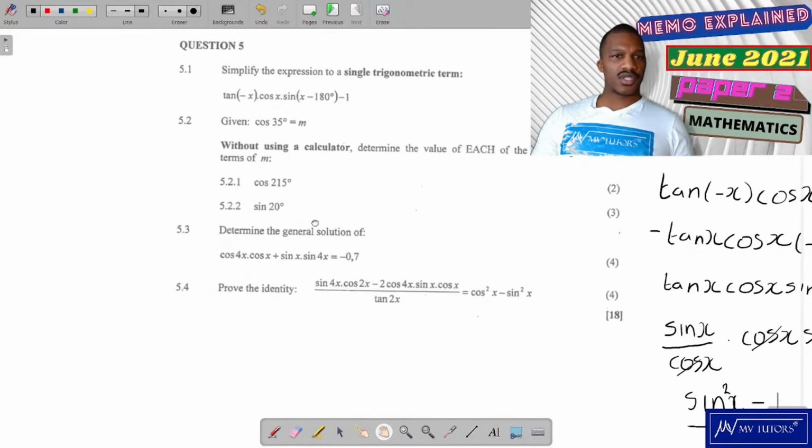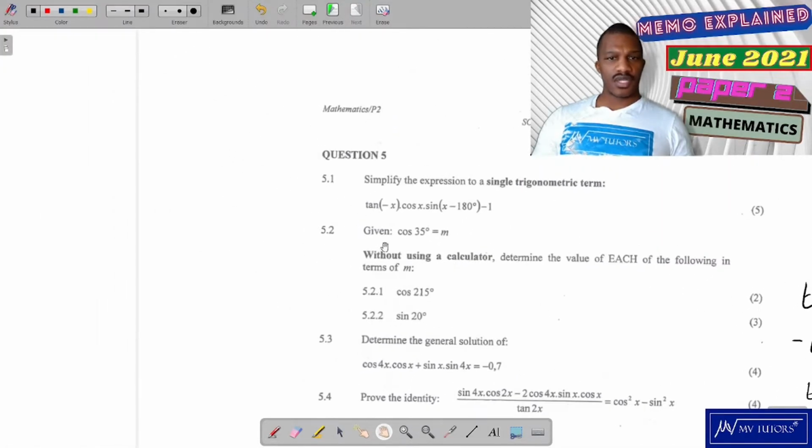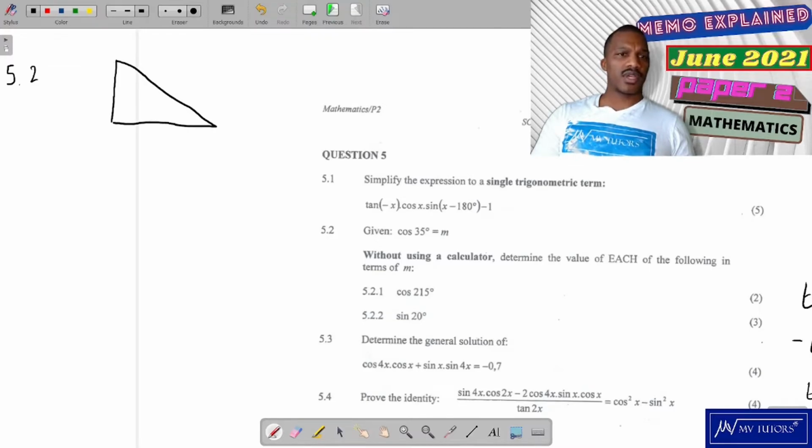The next question says, given that cos 35 is equal to m. Now, whenever you get these kinds of questions, 5.2, let's do it in red. Whenever you get these kinds of questions, the first thing you want to do is actually draw your triangle, and then put your 35 there.